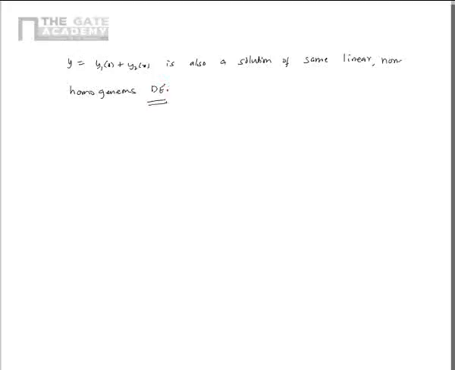Okay, so what it means basically is that if you have a linear non-homogeneous differential equation and you know that y2(x) is a solution of that, and also if you know that the corresponding homogeneous part has a solution y1(x), then you can say that y1(x) plus y2(x) is also a solution of the same linear non-homogeneous differential equation. This fact is very important and we will be using it while solving the differential equation.